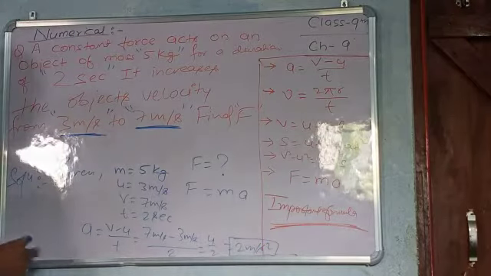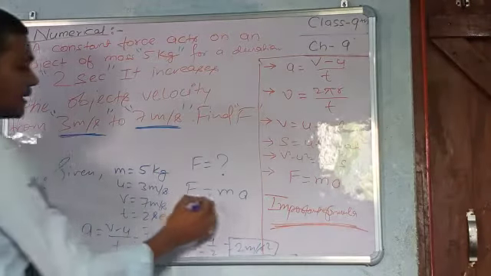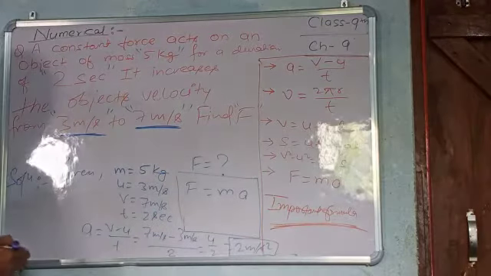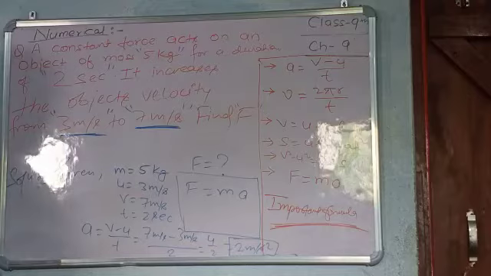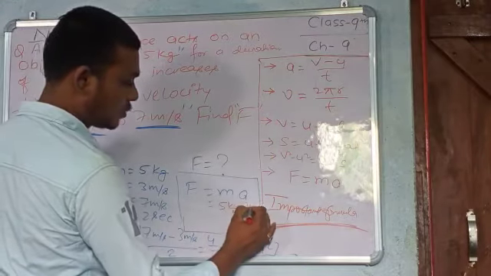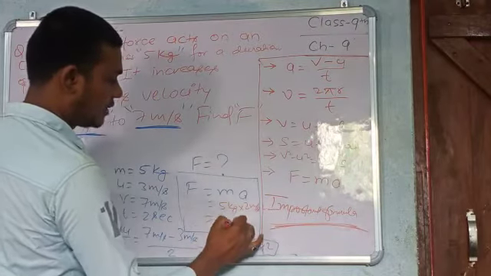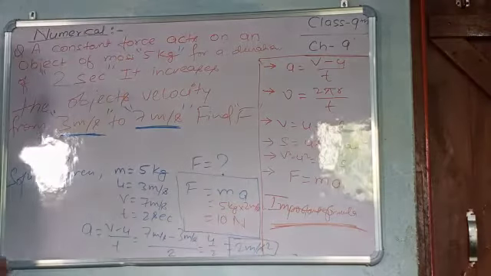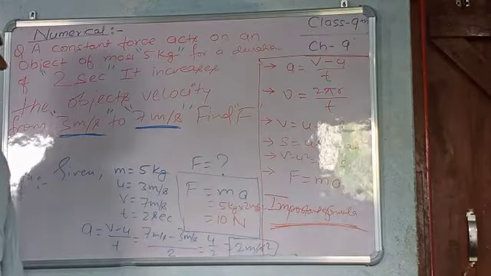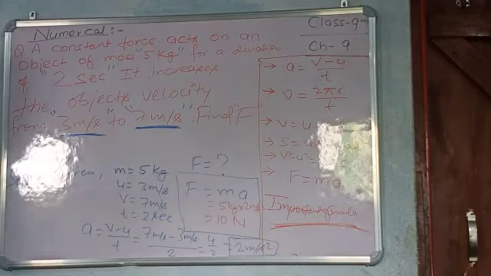Now we have mass 5 kg and acceleration 2 meter per second square. So we are able to find the value of force, which is mass 5 kg into 2 meter per second square, which is equal to 10 Newton. Newton is the SI unit of force, which is equal to kg into meter per second square. So by this way we solve this numerical.